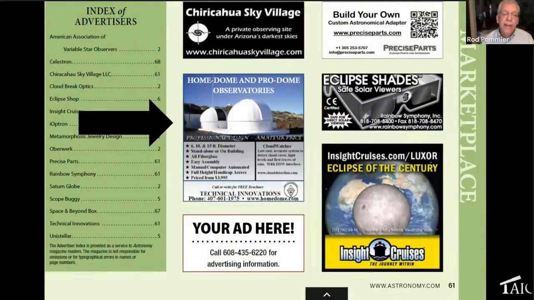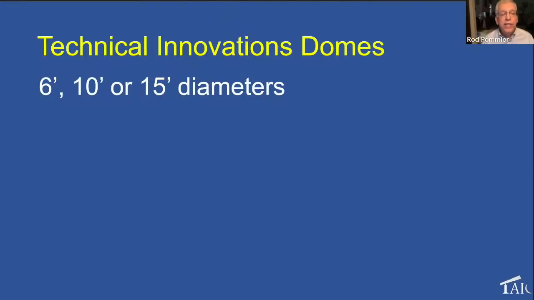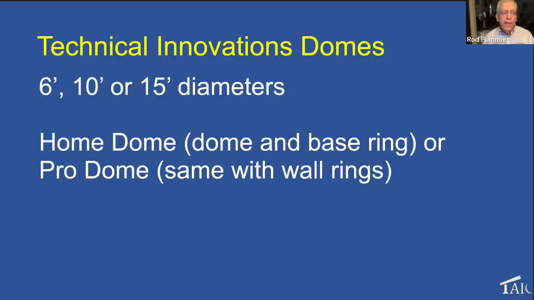Reading Sky and Telescope and Astronomy magazine for years, I'd seen multiple ads put up by Technical Innovations for their home dome and pro dome fiberglass observatories. Technical Innovations manufactures domes with three different diameters, 6 foot, 10 foot, or 15 foot. They have two models. The first one is called a home dome, and that is the dome itself with its base supporting ring with the flange. And that could be put on your own house if you wanted to cut a hole in the roof, or a support building that you fabricated yourself.